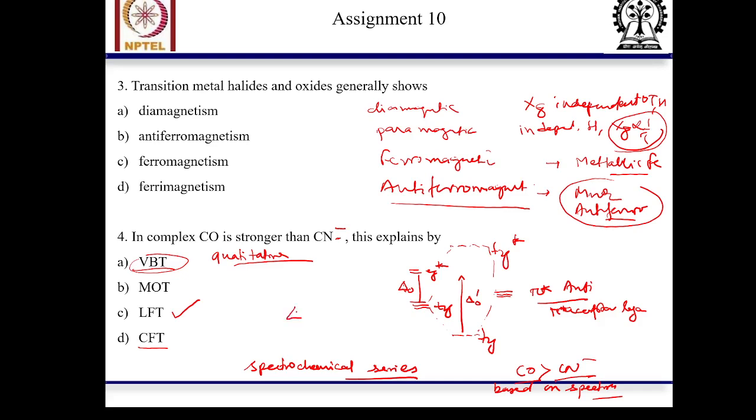So what will happen? Your delta 0 dash is always greater than delta. That is the explanation for why CO is stronger, because CO is a pi accepting ligand. It will shift the T2g, which is the non-bonding orbital, further down, and your gap between eg star and T2g will increase, and that's why it will give the higher crystal field splitting. That's how ligand field theory explains why CO is stronger than CN minus. Okay, I think it will clear your doubt.